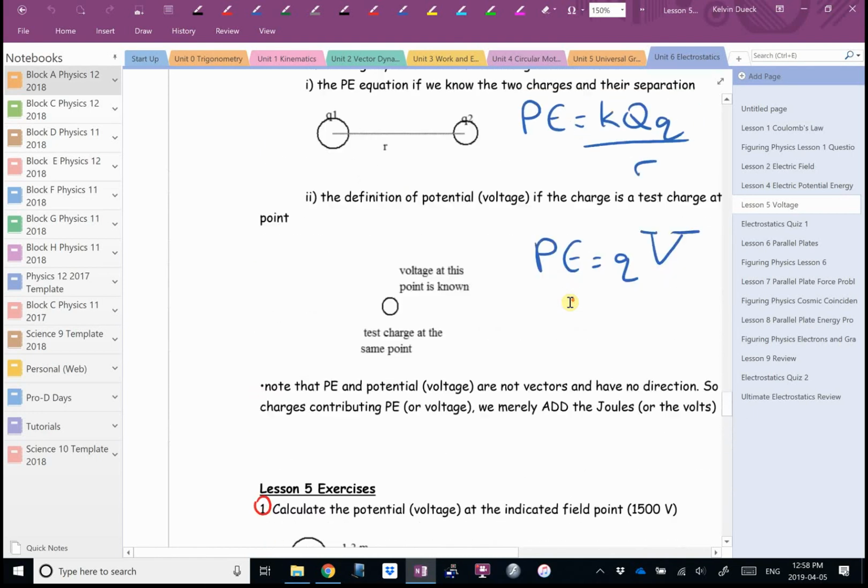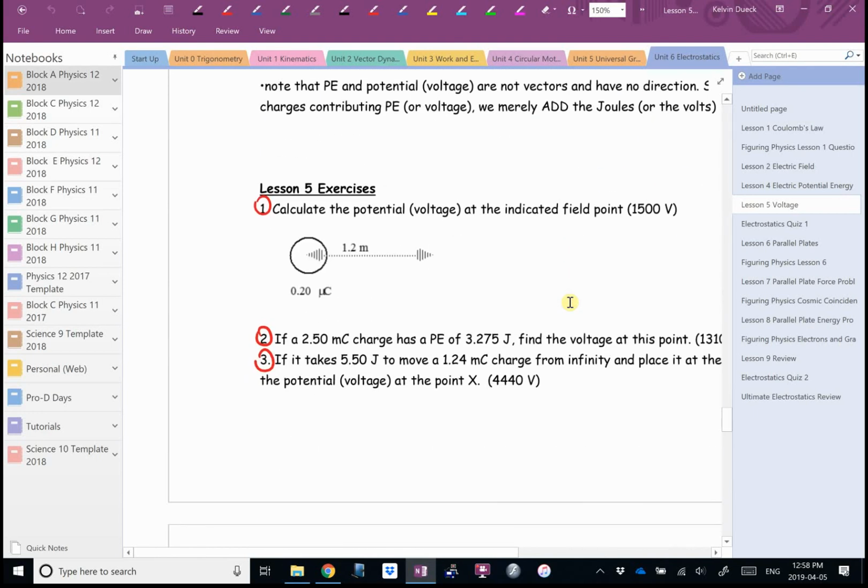What's your homework? I assigned 1, 2, 3. If you look at, or is your lesson 5 exercises on a next page? Or are you already circled 1, 2, 3? Or does it start on the next page?